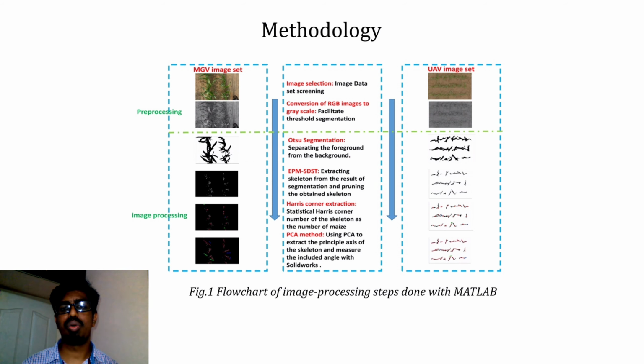Methodology. This diagram shows the overall view of the methodology. From the figure, OPSU segmentation, EPM SDST, Harris corner extraction, and the PCA method are some of the main things to be known for the methodology. That is, OPSU segmentation is used in separating foreground from background. EPM SDST is used in extracting the skeleton from results of segmentation and pruning the obtained skeleton. Harris corner extraction gives the Harris corner number of the skeleton, or the number of maize seedlings. PCA is used to extract the principal axis of the skeleton and to measure the included angle with the planting ridge.